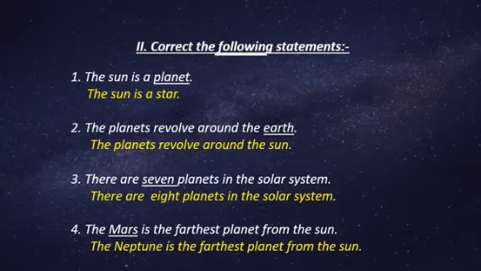Second main, correct the following statements. The Sun is a star. The planets revolve around the Sun. There are 8 planets in the solar system. The Neptune is the farthest planet from the Sun. I hope you all have answered correctly. Now, let us continue the lesson.